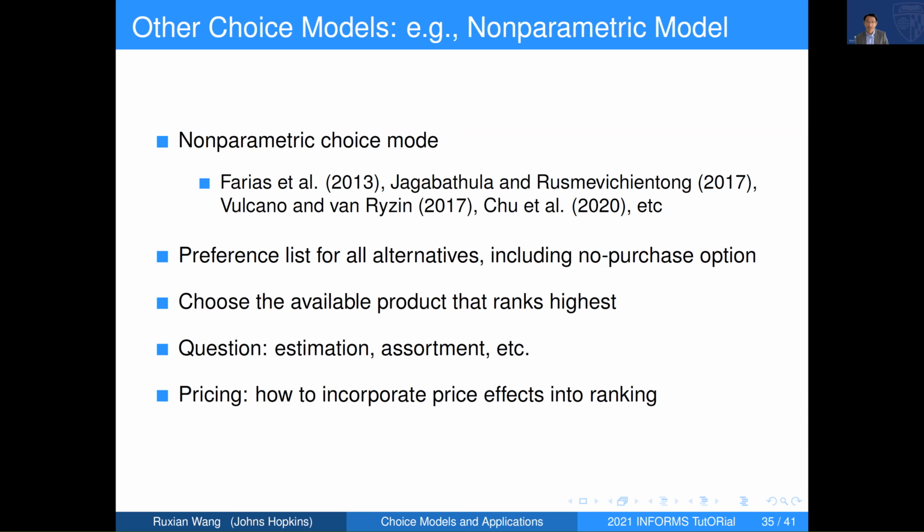There may be some issues like we said before, the estimation issues, how to estimate the choice probability. And there may be some operations problems, like for example here, assortment optimization. Another issue is the pricing. When we consider pricing, because when you change your product prices, the preference list may change as well. So we have to figure out how the preference list changes with respect to product prices, and then we can work on the price optimization problem.